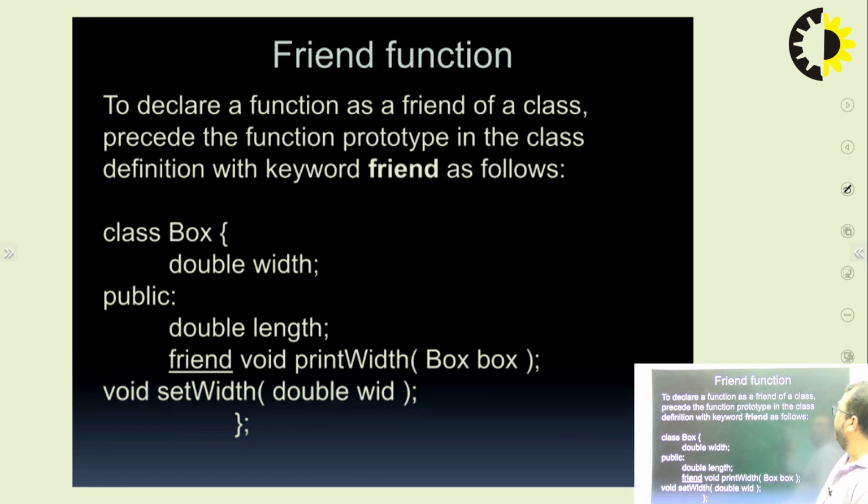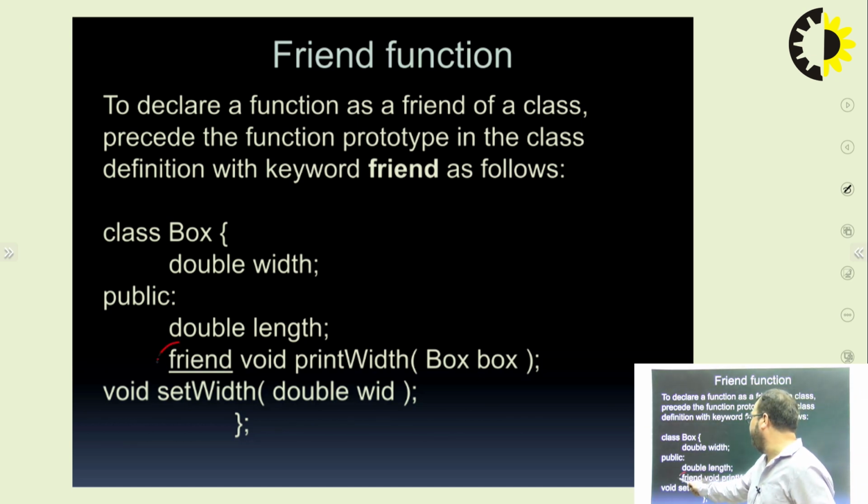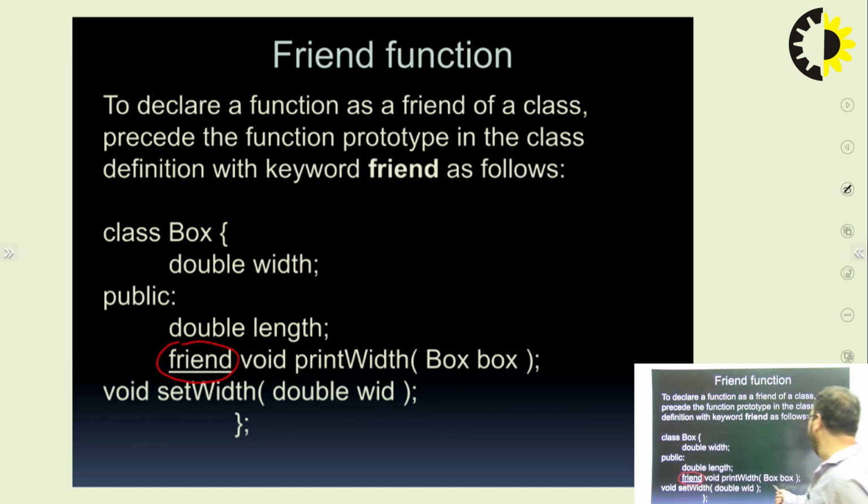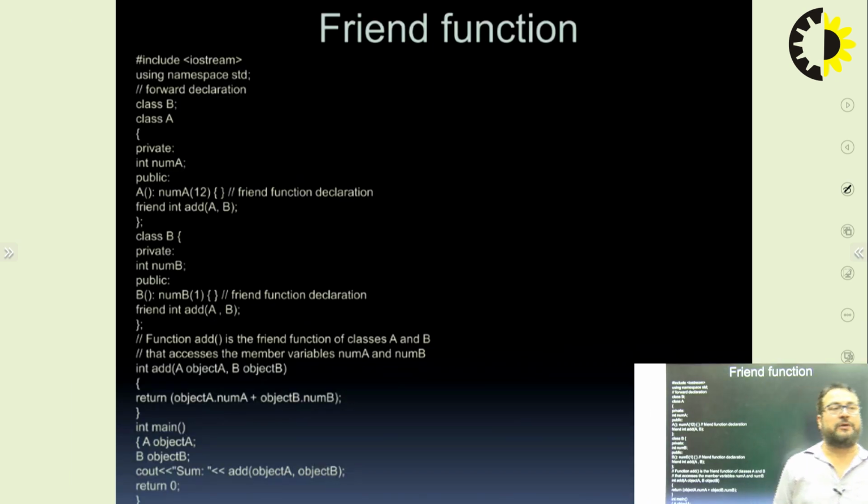Okay. To declare a function as a friend of a class, precede the function prototype in the class with the keyword friend. Like here we write the keyword friend before print width. So this becomes the friend function, and it can be friendly with another class. This function can access box as well as the class where it is declared a friend. So this is the basic program.